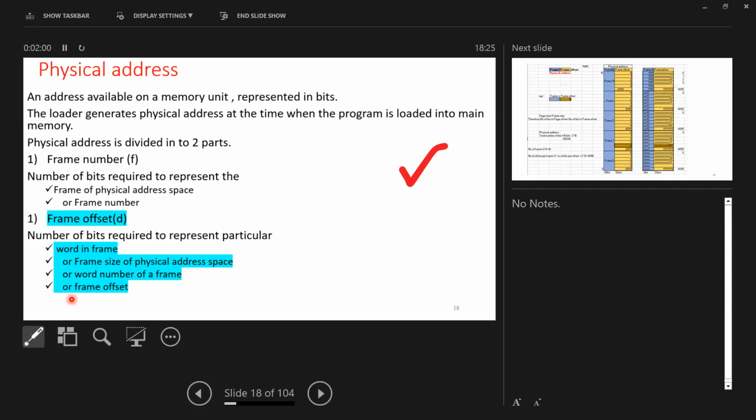Word number of a frame or frame offset, these words are used. Okay, then we are going to discuss the calculation. So this is about the frame that is in the random access memory. We'll copy down this one.